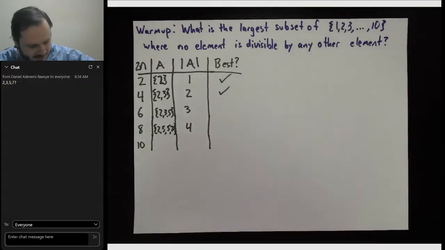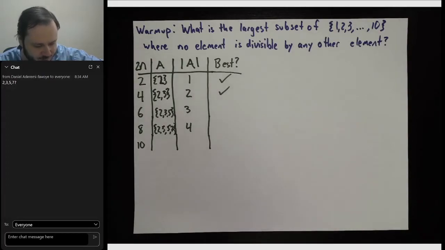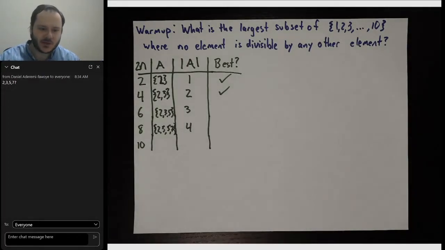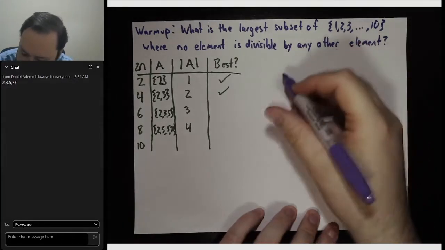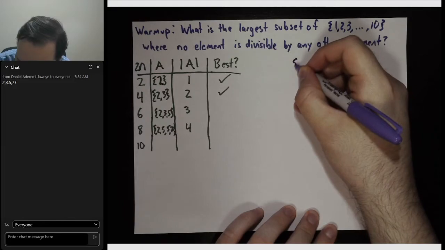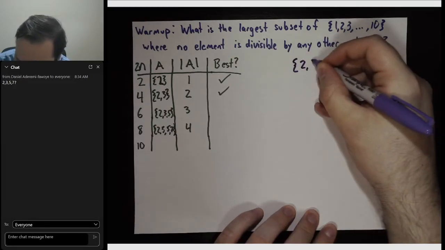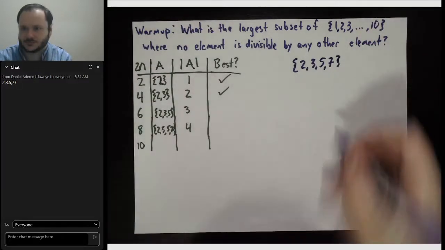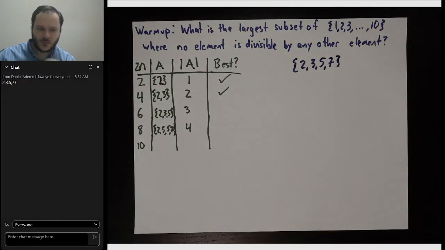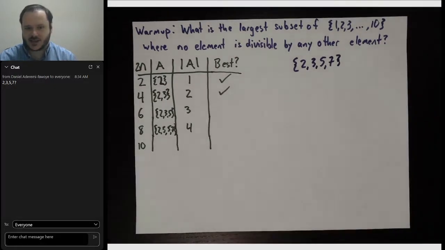Our first idea should be to keep doing the same strategy of taking the prime numbers less than or equal to 10: 2, 3, 5, 7. Okay? 2, 3, 5, 7 works for sure. Nothing in here divides anything else in here.